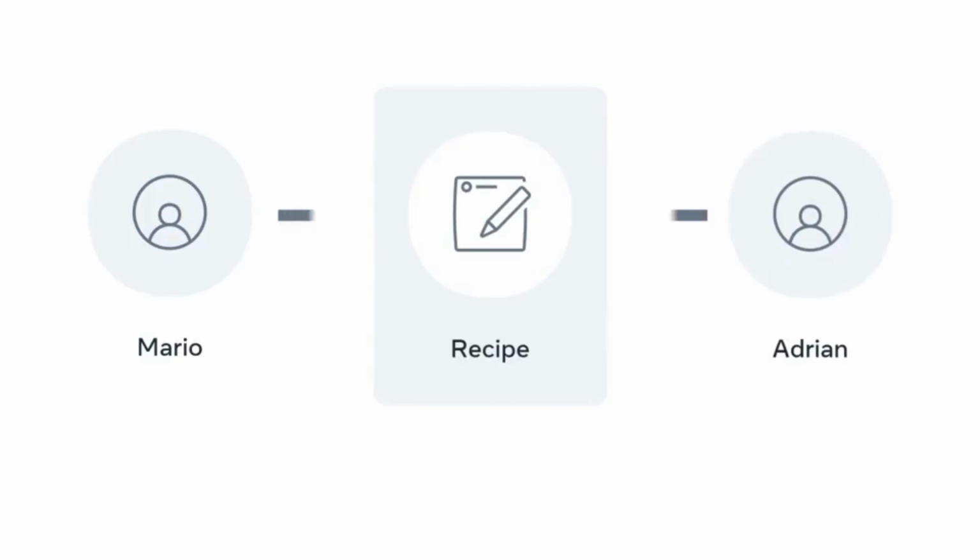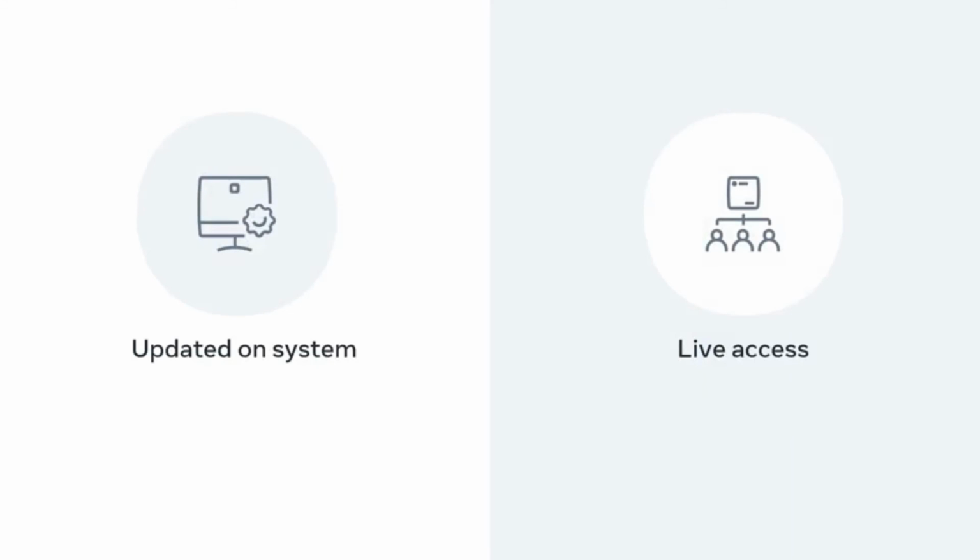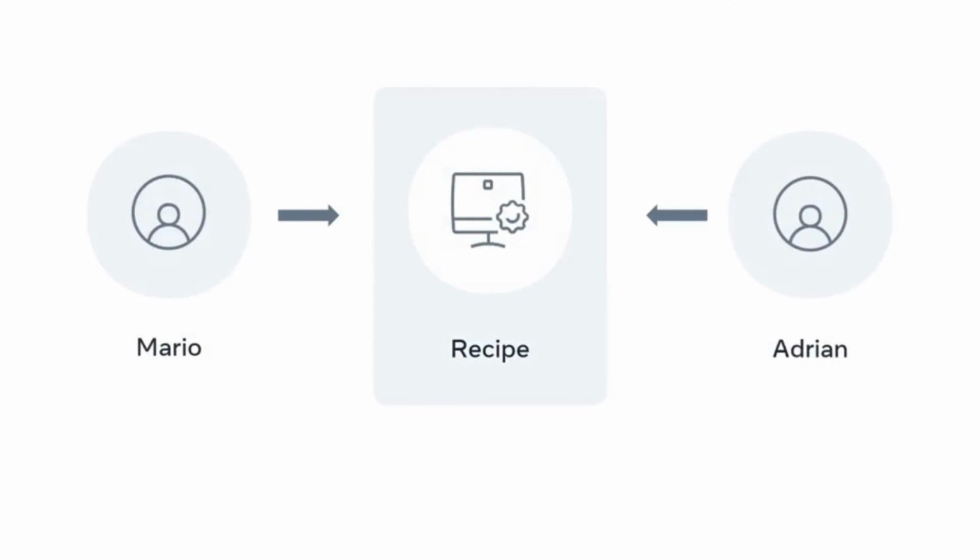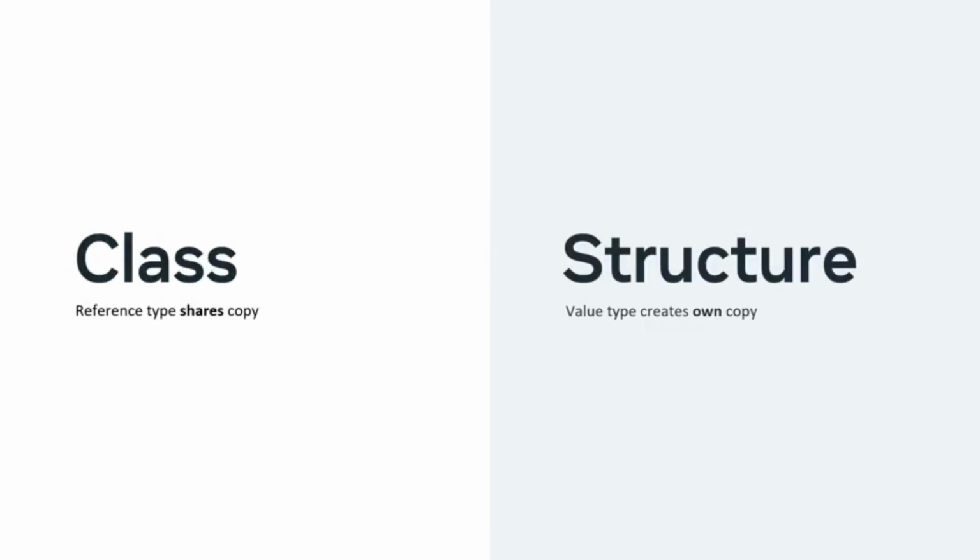To begin, imagine the following scenario. Mario wants to improve Little Lemon's signature chocolate chip cookie recipe and asks his colleague Adrian to help. The recipe is updated on the system so that all other chefs have live access to the most recent version. Both Mario and Adrian read and modify the same recipe on the system. This is an example of using a class to share a copy of the data. A class is a reference type, and unlike value types, when a reference type is assigned to a variable or a constant, a copy of the data is shared. Don't worry too much about what this means now. You'll learn more about the differences between value and reference types later.